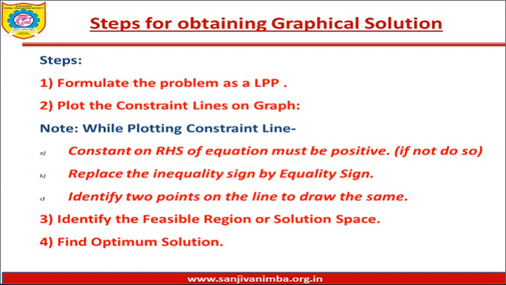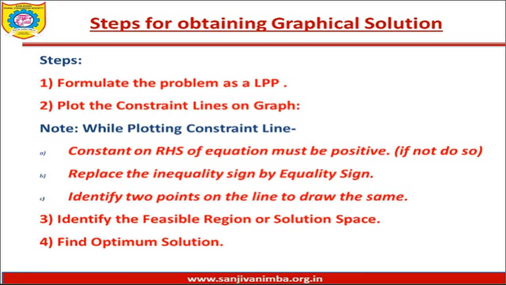For plotting those lines, there are few things to be known. Number 1, while plotting the constraint line, the constant on the right hand side of the equation must be positive. Say for example, there is a linear programming equation 2x plus 3y is equal to minus 4. So what is the note? On the right hand side, the constant which is minus 4 cannot be minus 4, it has to be plus 4. So to make this plus 4, what will you be doing? You will be changing the signs of all the terms in the equation.